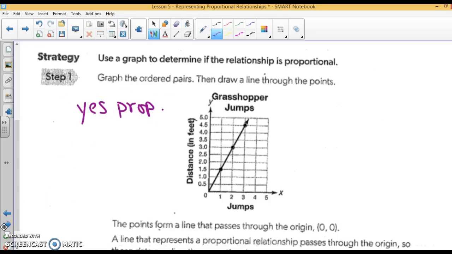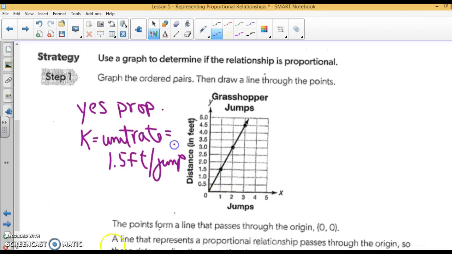And what is its unit rate? It's k, or unit rate, is what? 1.5 feet per jump. If I wanted to write an equation, it would be y equals 1.5x, because that is our k.